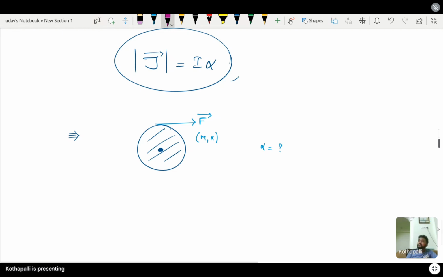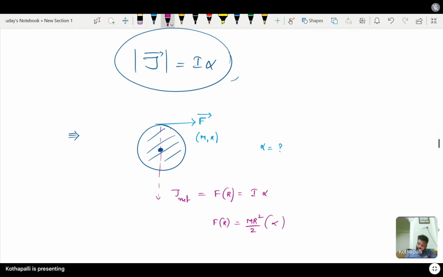What will be the net torque acting on it? Force into perpendicular distance. And mg will be acting, of course, but that will be passing through the axis of rotation. Whenever a force is passing through the axis of rotation, torque will be zero. So only F can produce the torque here. So what will be that torque? F into R is equal to I alpha. So F into R is equal to I. Moment of inertia of a disc of mass M and radius R about its central axis or center of mass axis, what is the formula? M R square by 2.